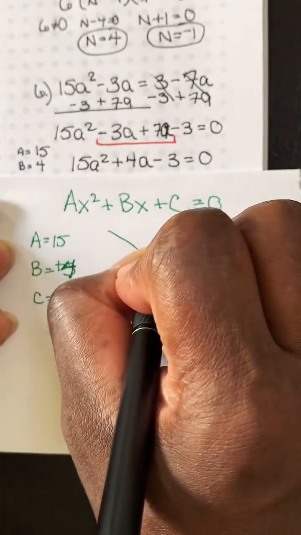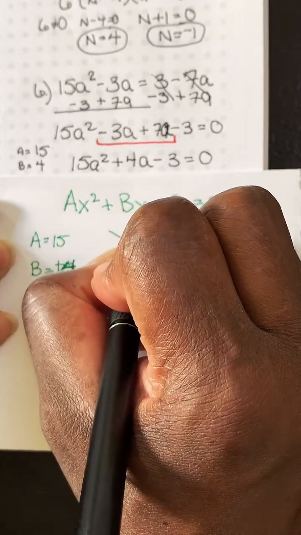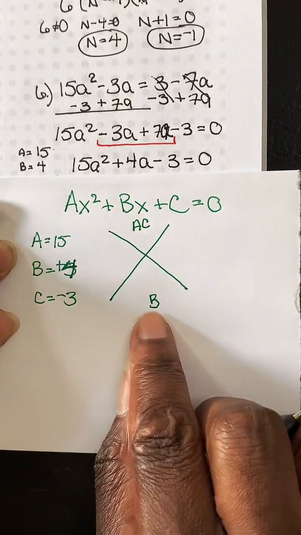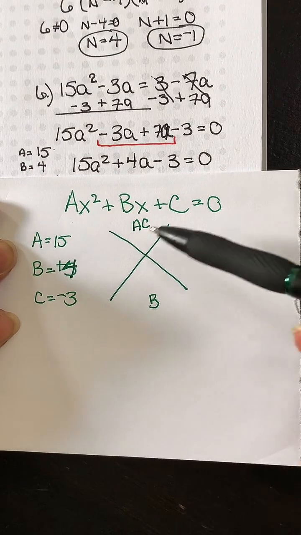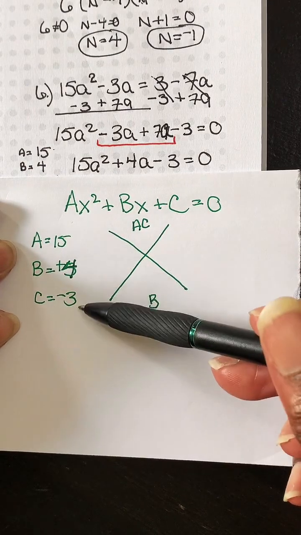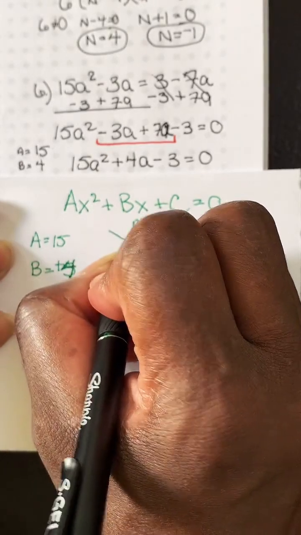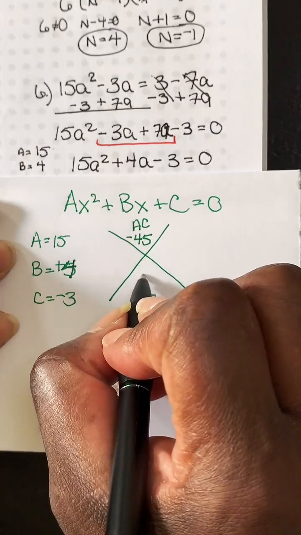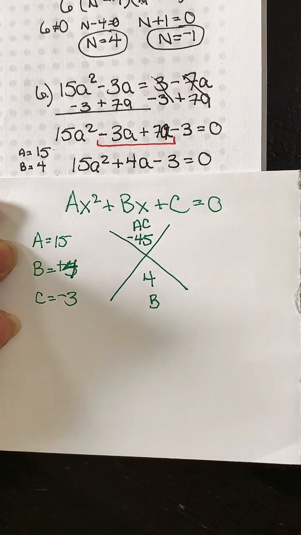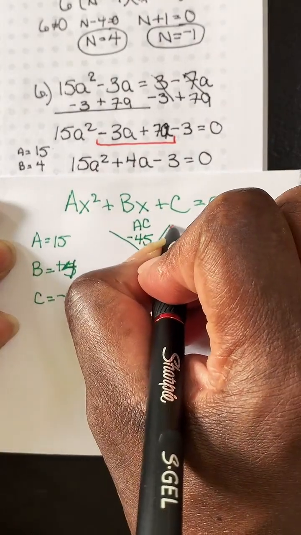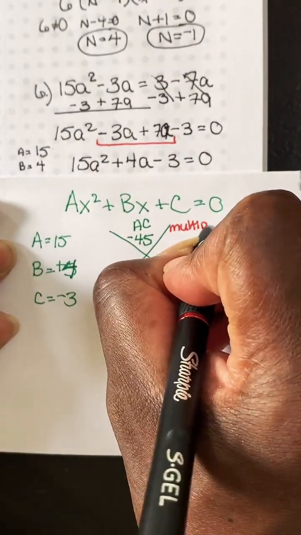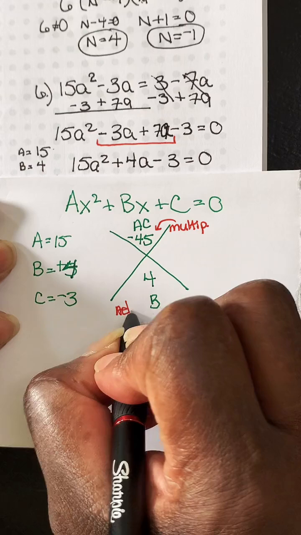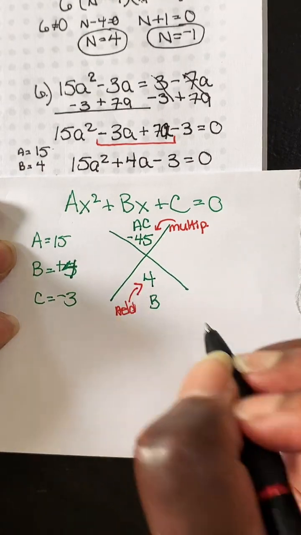So when we do the AC method, we're basically multiplying your A and your C, and you're rewriting your B. So my A and my C is 15 times negative 3. That's where the negative 45 came from. And then you rewrite your B, which is 4. Then you have to think what two numbers multiply to give me negative 45 and add to give me a positive 4.